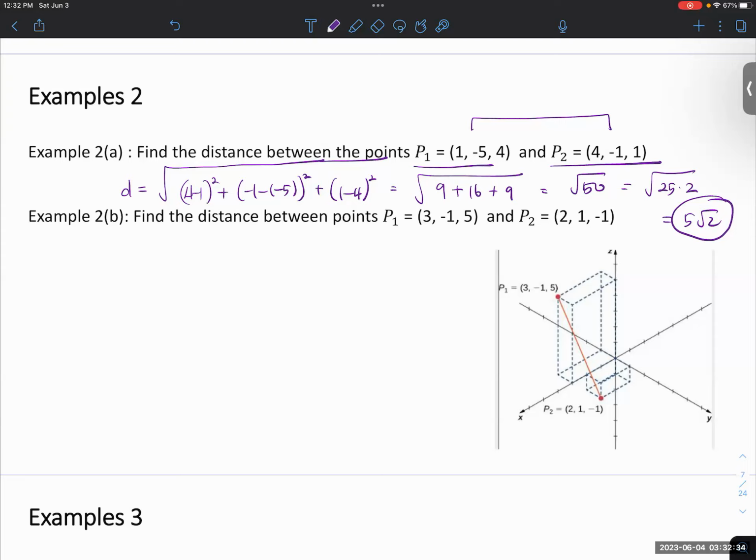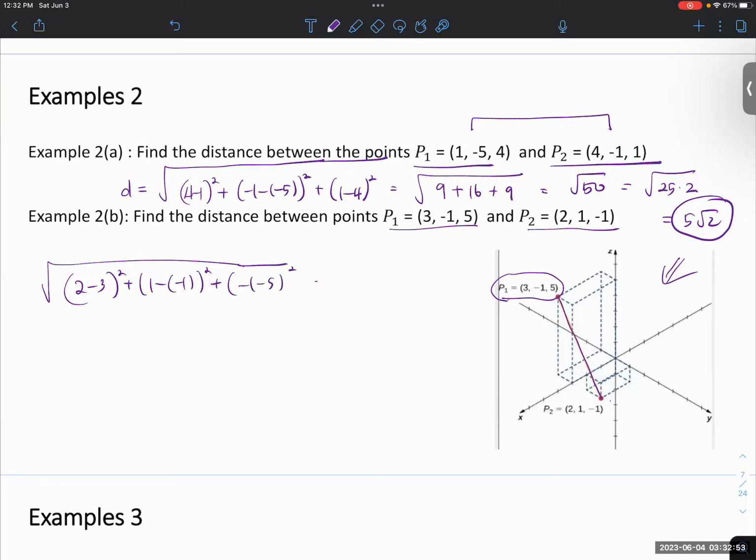You can imagine the image here. In this second example, P1 is located here and P2 is located here, and I want to find that distance. Same thing: 2 minus 3 squared, 1 minus 1 squared, and negative 1 minus negative 5 squared. You should find radical 41. So this is how you find the distance between 2 points in three-dimensional space.